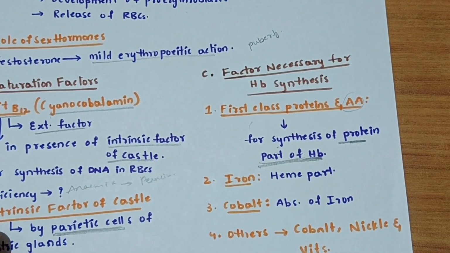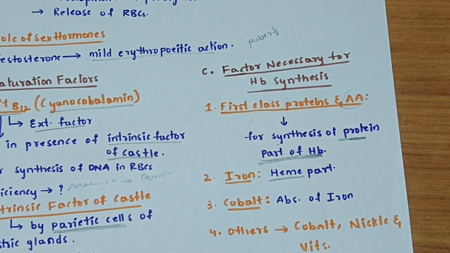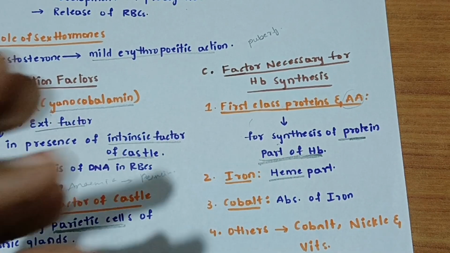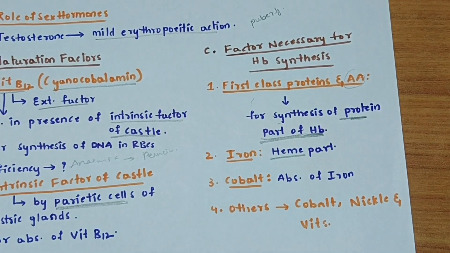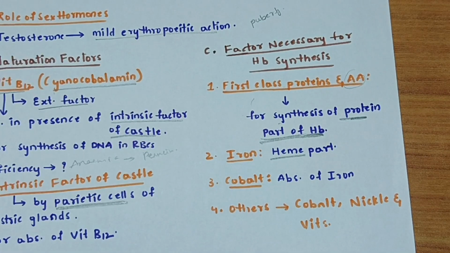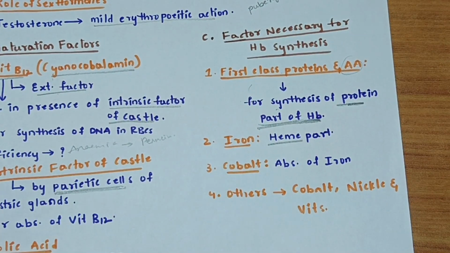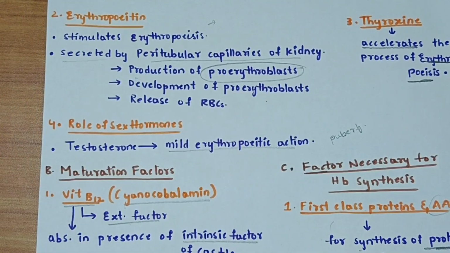Now iron is also involved in the synthesis of hemoglobin, in the synthesis of the heme part. Hemoglobin has heme and globin, right? So iron is important for the synthesis of heme. This iron is absorbed from the gut, from the diet we take. Cobalt is necessary for the absorption of iron for the synthesis of heme. There are also other factors like nickel and vitamins like vitamin B2, vitamin C, vitamin B6, etc. These are the factors that help in complete erythropoiesis.